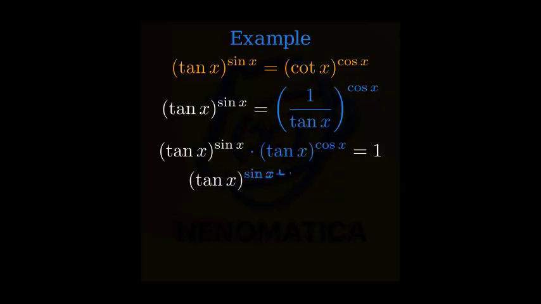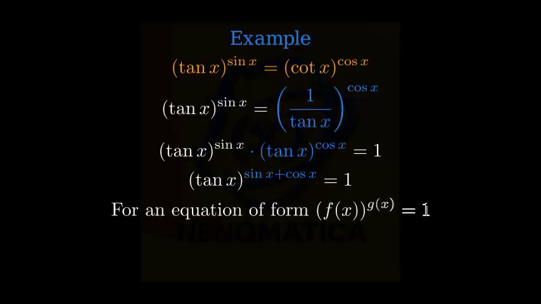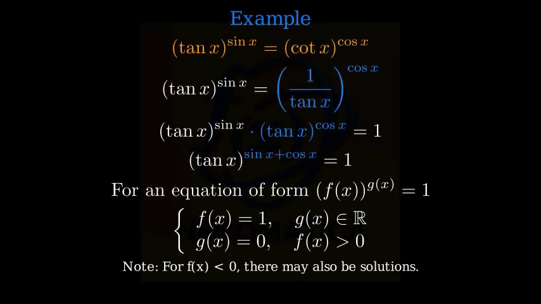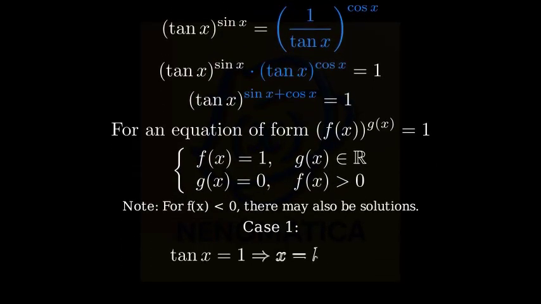We can simplify this expression by using the law of exponents. When multiplying expressions with the same base, we add the exponents. So we get tangent x to the power of sine x plus cosine x equals 1. For an equation of the form f of x to the power of g of x equals 1, there are two main cases to consider. Let's list them. Let's analyze the first case, when tangent x equals 1. This gives us x equals k times pi plus pi over 4, where k is any integer.